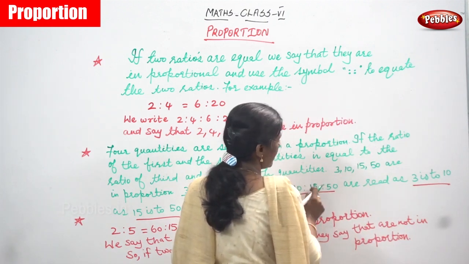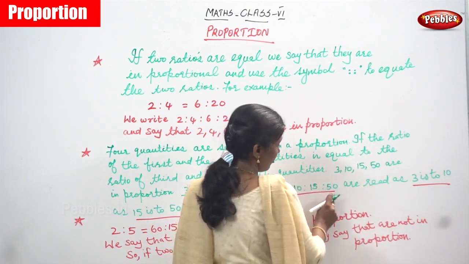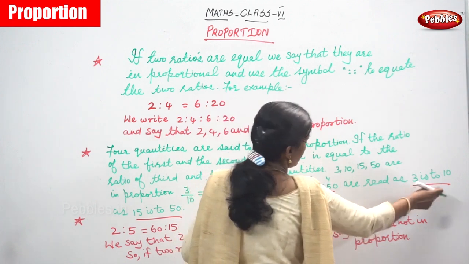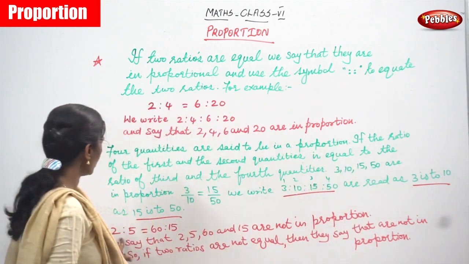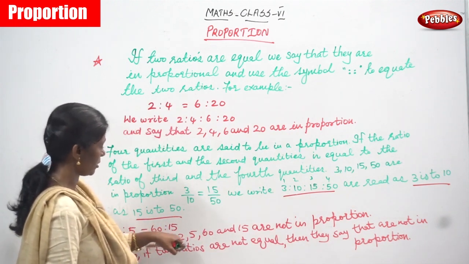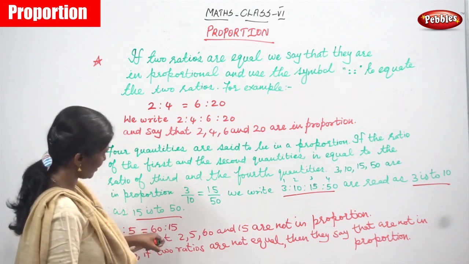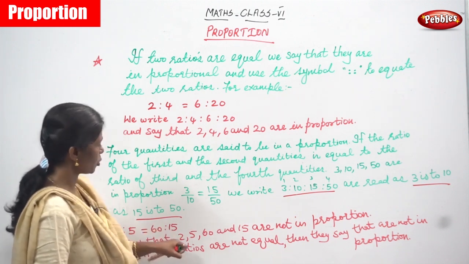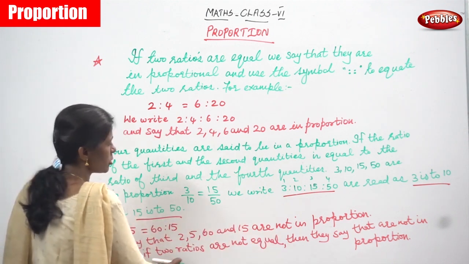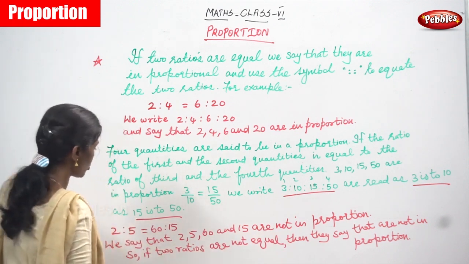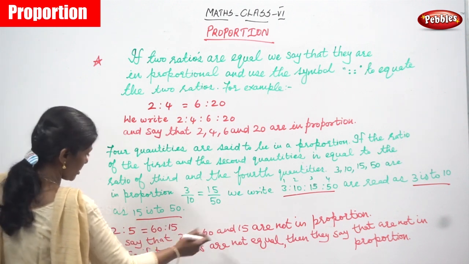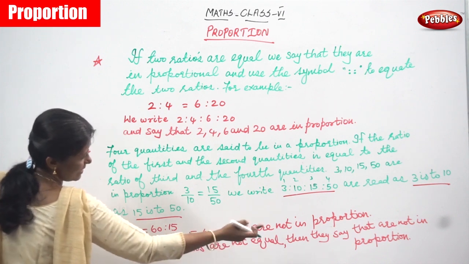So we read it as 3 is to 10 as 15 is to 50. Now take 2 is to 5 and 60 is to 15. We say that 2, 5, 60 and 15 are not in proportion, because the two ratios are not equal. If two ratios are not equal, then we say they are not in proportion.